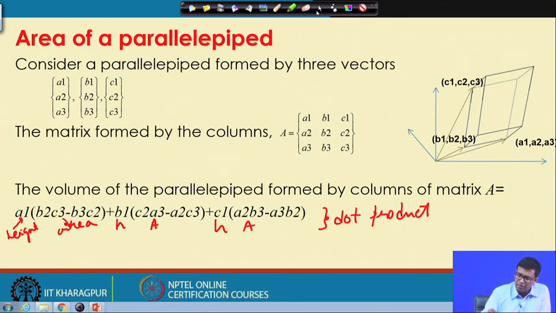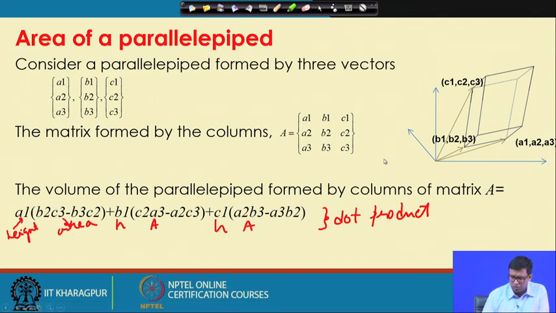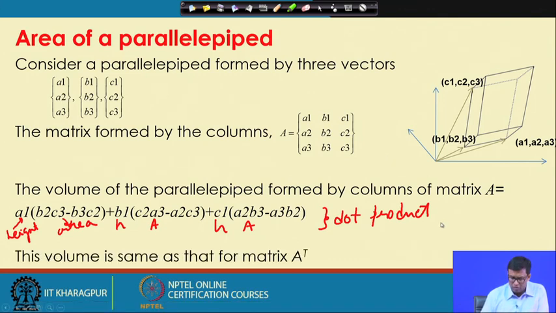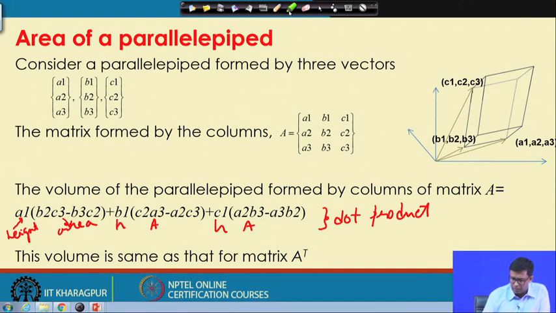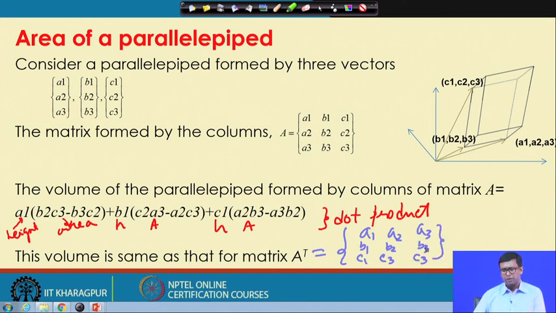And if we have the matrix formed by the transpose, A transpose, for example, with columns A1, B1, C1, A2, B2, C2, A3, B3, C3, it will have the same volume, but the shape of the parallelepiped will be different in that case.